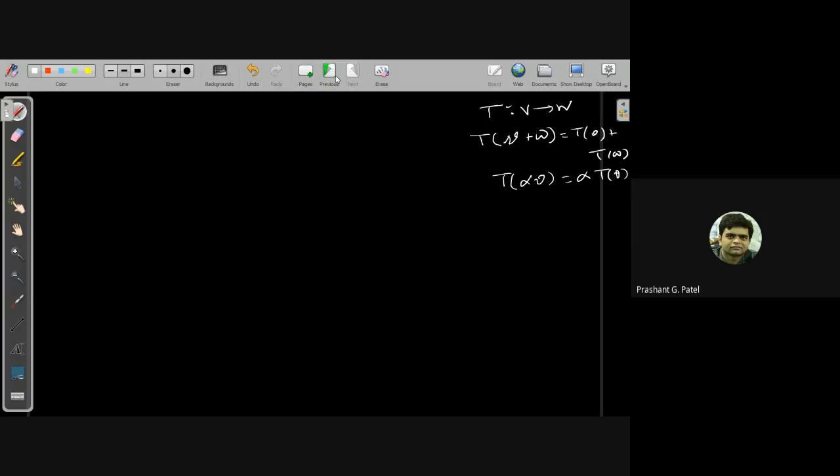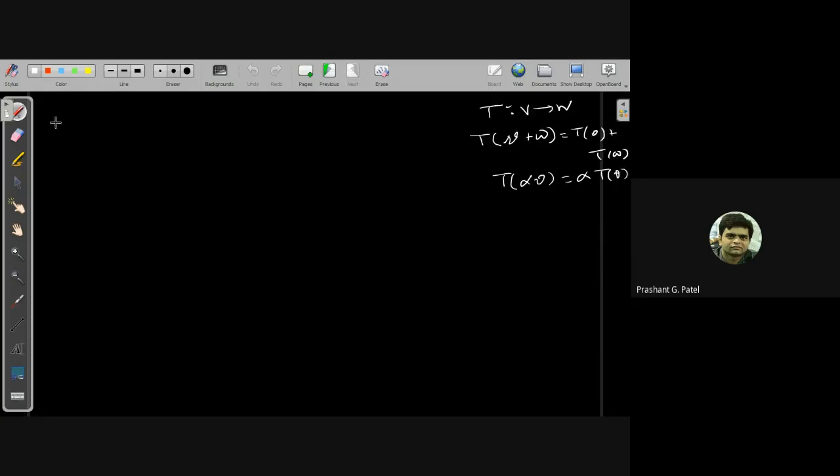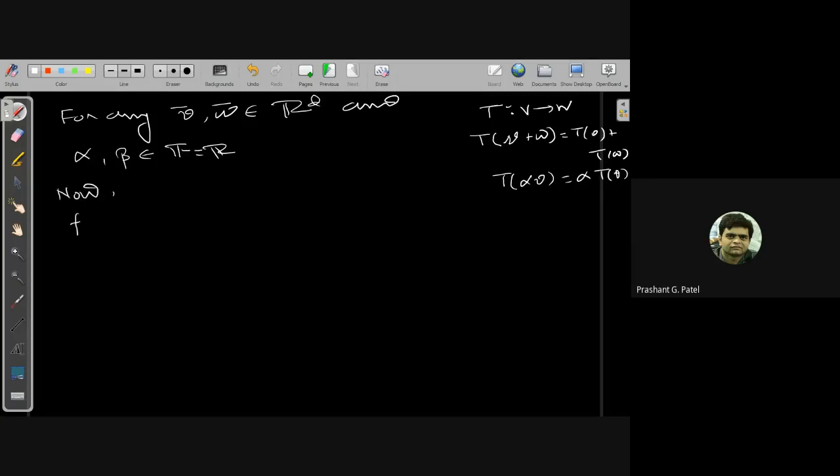So here our objective is to prove this function f is a linear function. For that I will take two vectors v bar and w bar in R^d, and alpha, beta belonging to F, where F is a field, usually R here because the space is R^d. Now we start with f of alpha v bar plus beta w bar. We have to prove that it is equal to alpha times f of v bar plus beta times f of w bar.